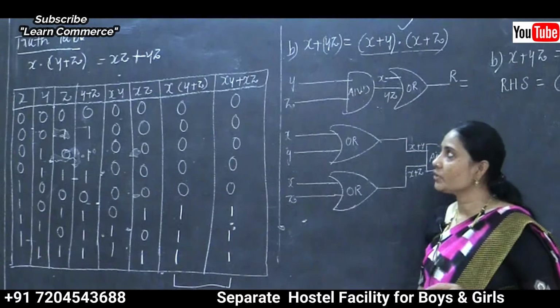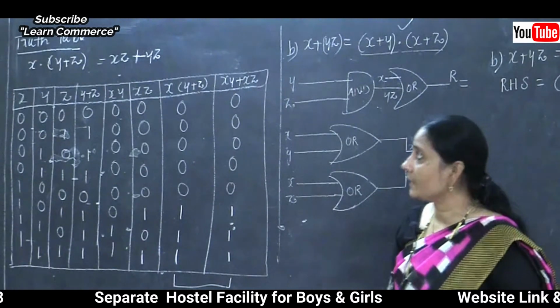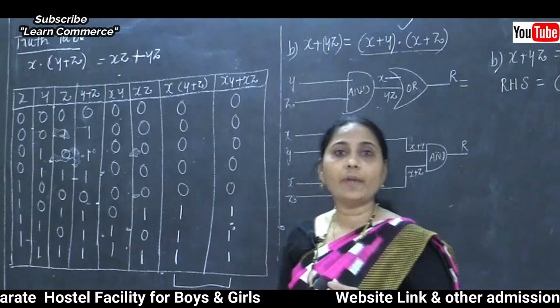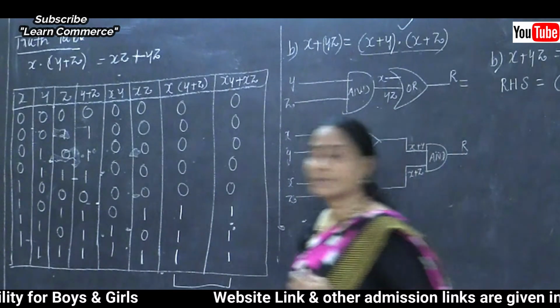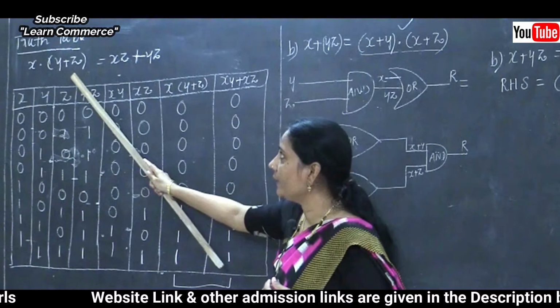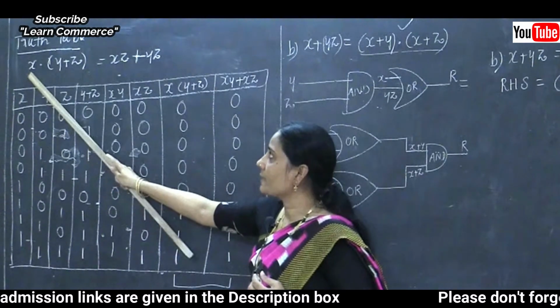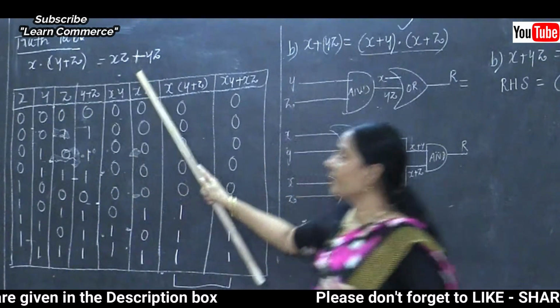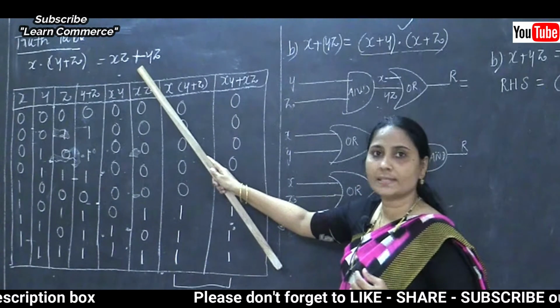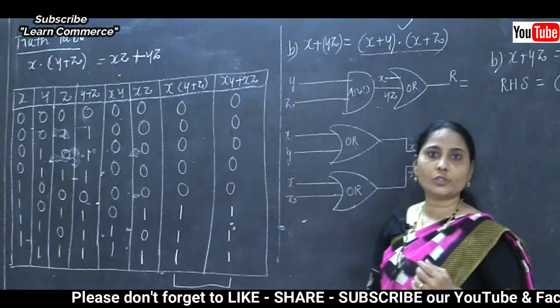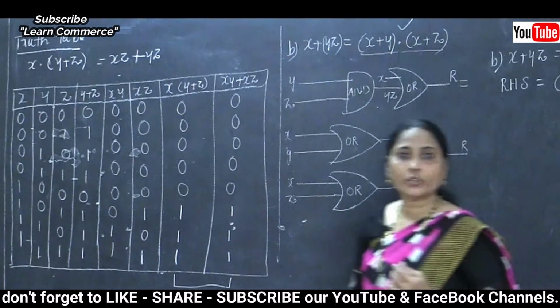So in the distributive law, we can say that for every value of x, the left hand side is equal to the right hand side. Left hand side: x(y + z); right hand side: xy + xz. Now we are going to check this by using the truth table.